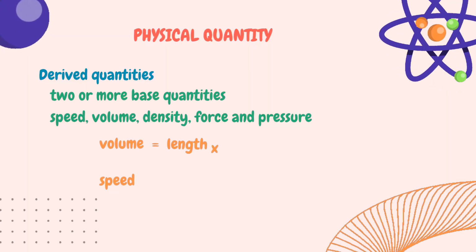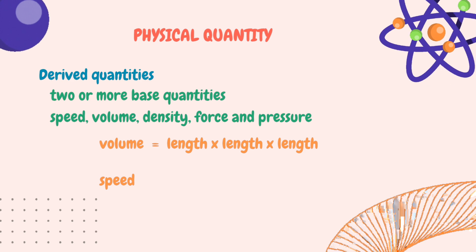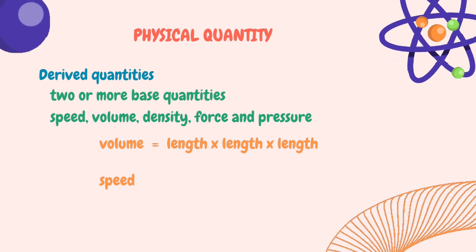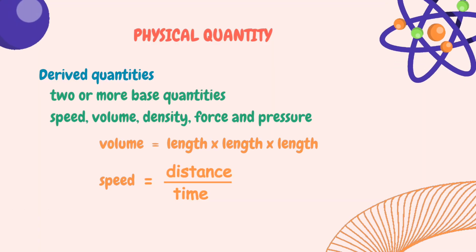Volume is equal to length times length times length. As noted, it consists of the same base quantity. Speed, on the other hand, is equal to distance over time. As noted, speed consists of different base quantities.